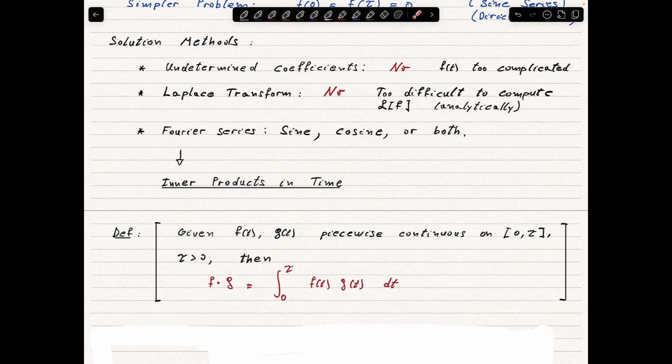So the definition of inner product can be generalized to a time coordinate. The meaning of the coordinate is not in the definition of the inner product. So given any two functions, these are functions of time, but they could be functions of x. They are piecewise continuous on some interval. It doesn't matter if the interval is in space or time, as long as the interval is non-zero. Then we define the inner product in exactly the same way as we did for the space coordinate.